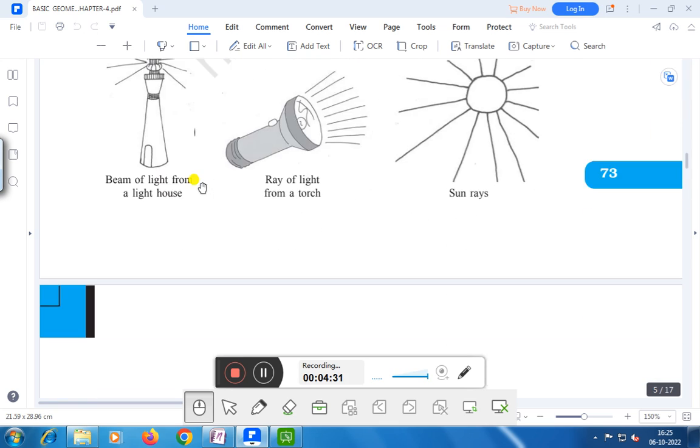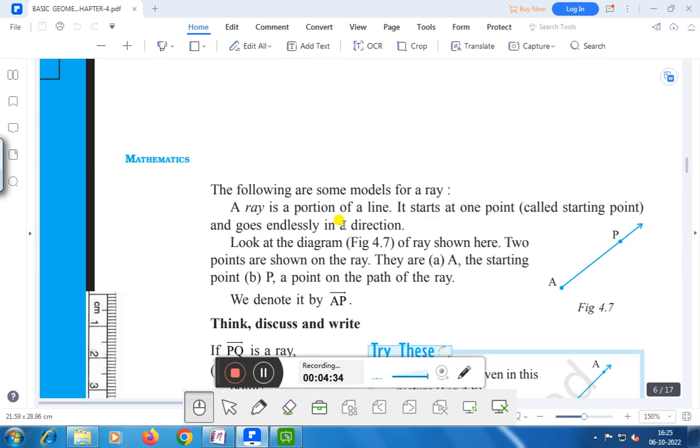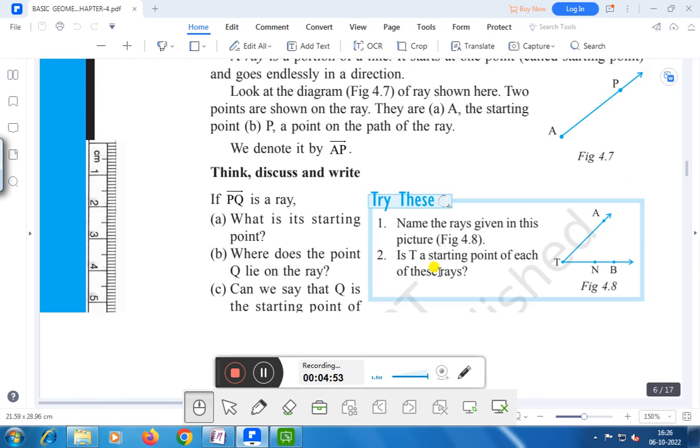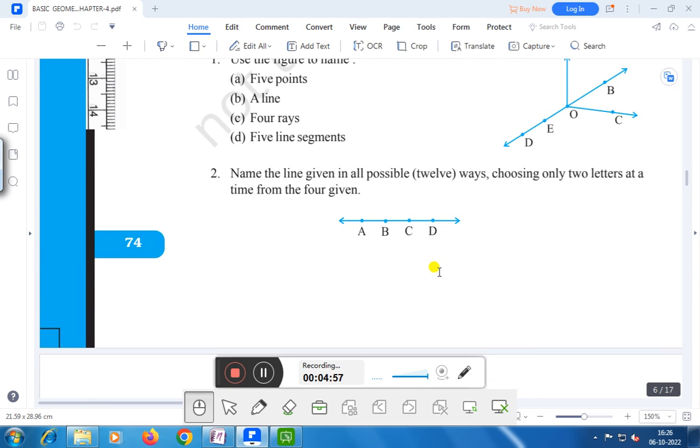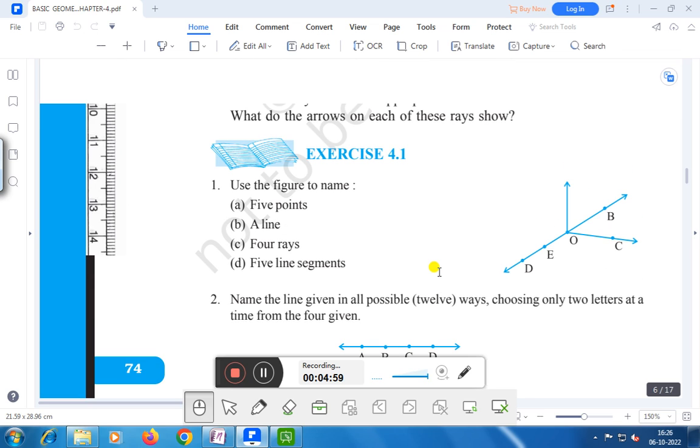Then we can say ray. What is a ray? A ray is a portion of a line. It starts at one point, called the starting point, and goes endlessly in a direction. That is a ray, right? Here you see, here A, this is P, right? A ray is a portion of a line. It starts at one point, that is starting at A, and goes endlessly in a direction, right? That is a ray. Next we will do exercise 4.1.